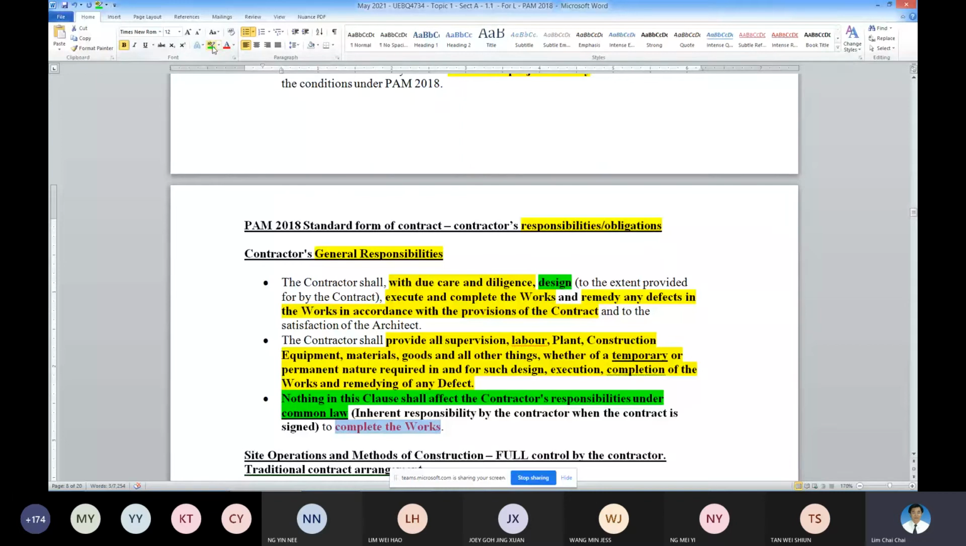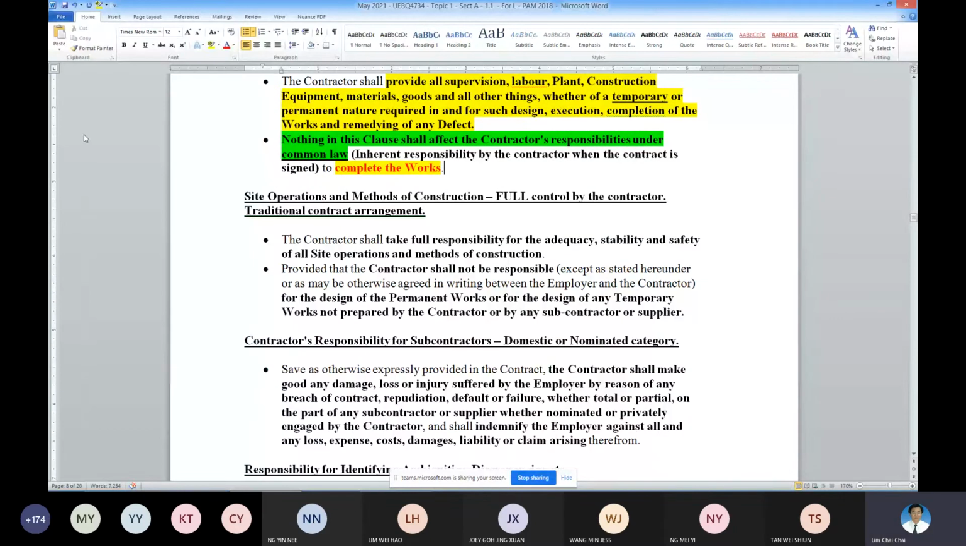But please remember, under operation and method of construction, the contractor has full control. Nobody, neither consultant nor employer, can instruct the contractor what to do. The contractor takes full responsibility for the implementation of the work, to ensure that the work is adequate, stable, and safe, and gets done properly.